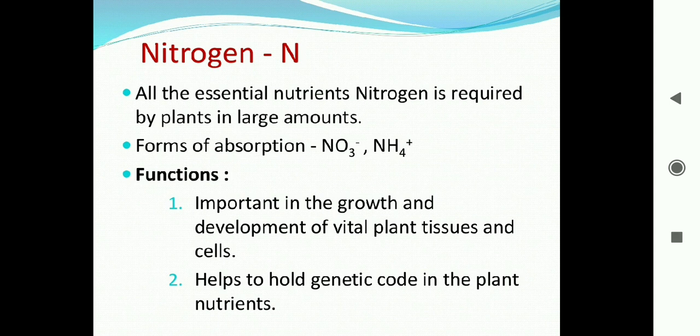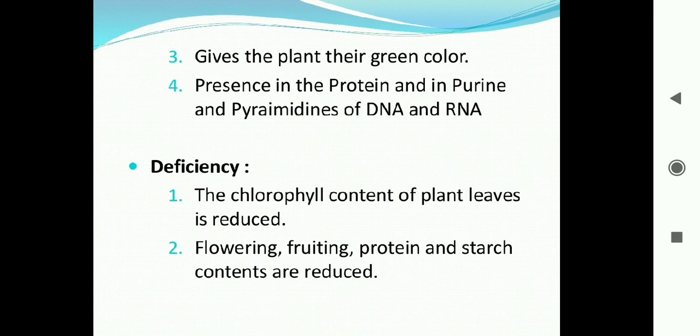As we know, protein synthesis depends upon the coding of amino acids, so it helps to hold the genetic code, and it helps the formation of protein during growth and development. And it gives the plant its green color. The green color of the plant is only because of the presence of chlorophyll, and chlorophyll synthesis totally depends upon the absorption of nitrogen by the plant. So this nitrogen is particularly utilized for the synthesis of chlorophyll.